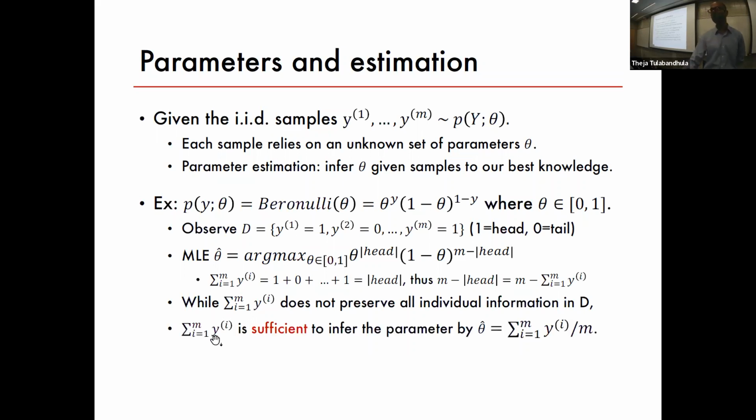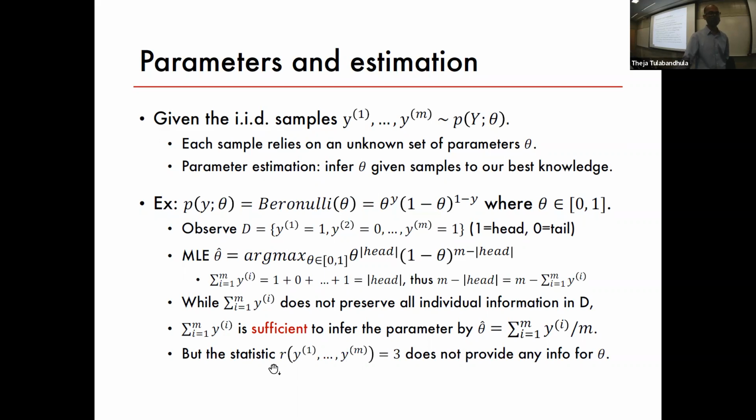So what we're trying to aim towards is this property, that the summation of yi is sufficient to infer the parameter theta hat. It turns out that theta hat is just the summation of yi divided by m. If you actually maximize the likelihood here, it turns out that theta hat has a formula. Instead of just doing gradient descent here, it has a formula which is just the average. It's the number of times heads happen divided by the number of times you flip the coin. That's the estimator for the bias of your Bernoulli random variable. So just the summation is sufficient.